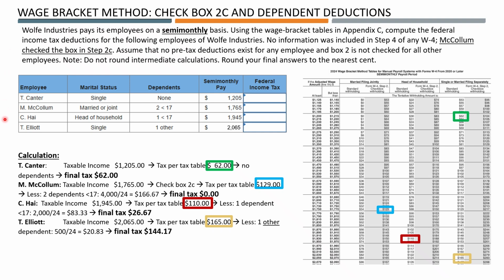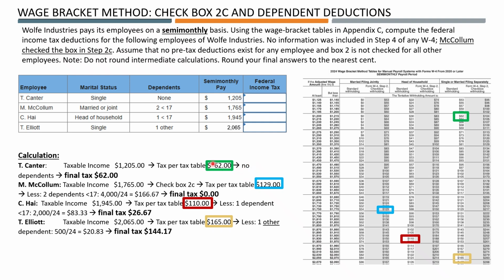So let's look at T. Cantor. This employee has taxable income of $1,205, and the filing status is single, and there are no dependents. There are no pre-tax deductions, and therefore the gross income is also the taxable income, which we will use to look up the tax in the semi-monthly tax table, which is highlighted with a green rectangle and shows $62. Cantor does not have any children, so that is the final tax, $62.